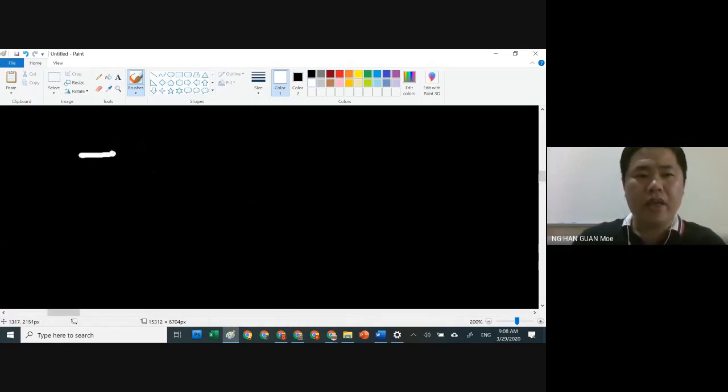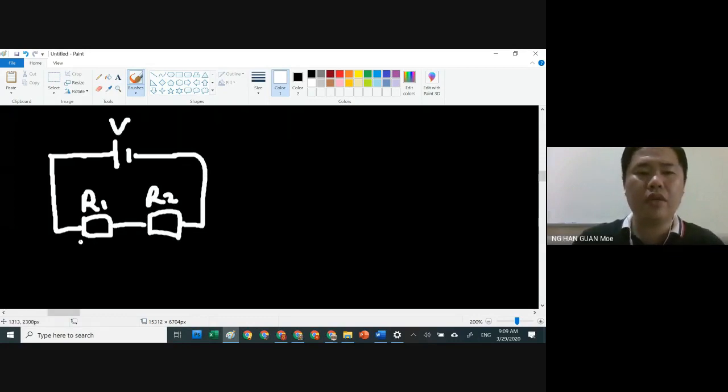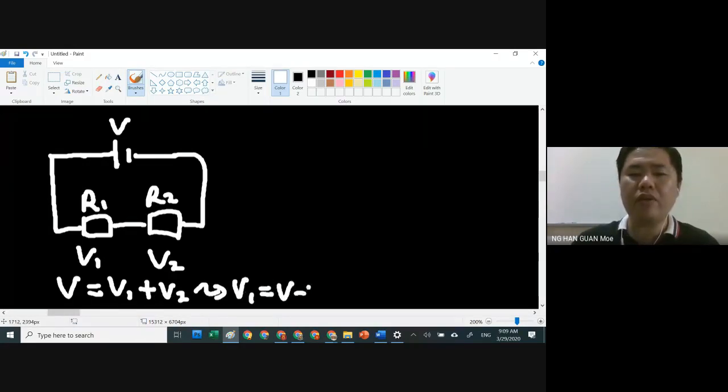Okay. In the normal circuit, we have R1, output, so V, V1, V2. In a normal series circuit, we know that V is equal to V1 plus V2, so V1 equals V minus V2. Right. In the normal series connection circuit, this one is very easy for you to understand.